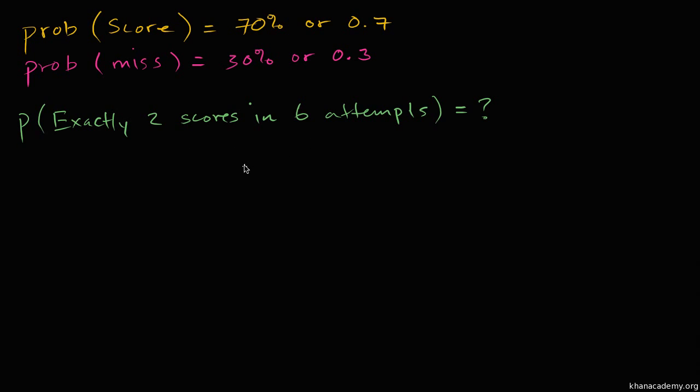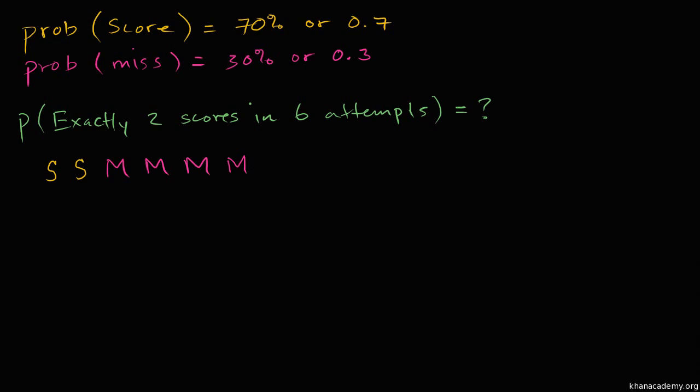So let's think about the particular ways of getting 2 scores in 6 attempts, and think about the probability for any one of those particular ways, and then we can think about how many ways can we get 2 scores in 6 attempts. So for example, you could make the first 2 free throws. So it could be score, score, and then you miss the next 4. So miss, miss, miss, and miss. So what's the probability of this exact thing happening?